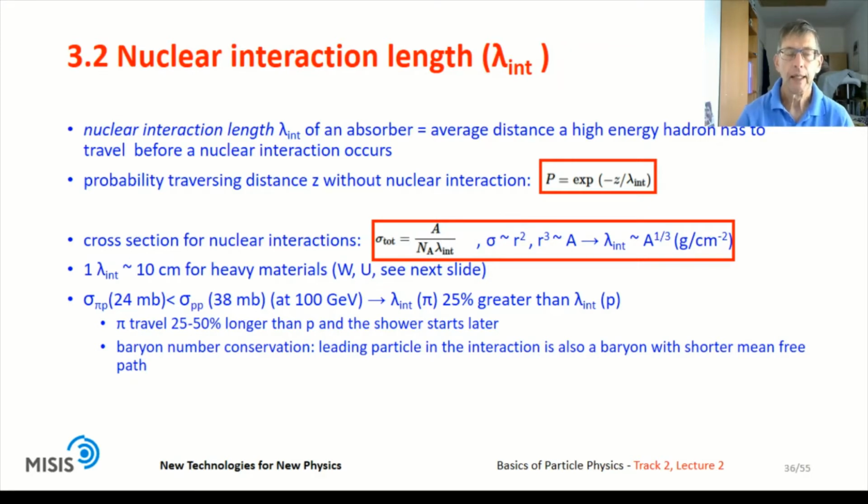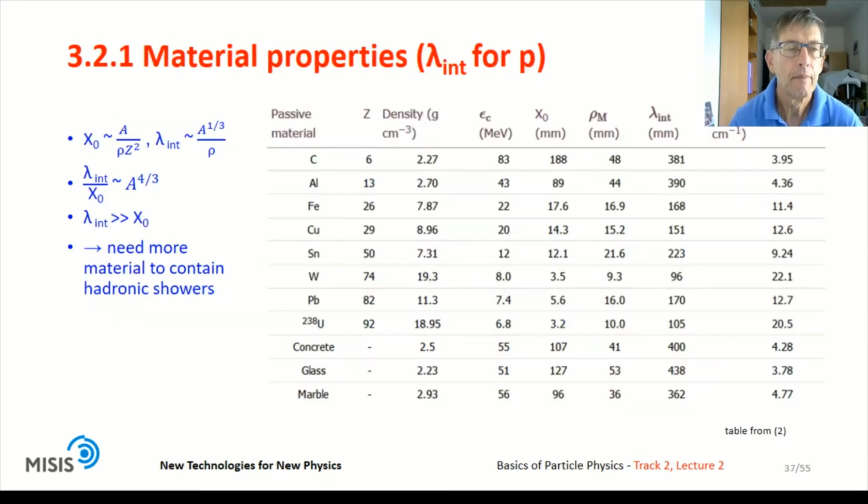In addition, there's baryon number conservation. A proton hitting a nucleus will have, because of baryon number conservation, the primary secondary particles coming out also be baryons, and these will again have shorter mean free paths. So hadronic showers from pions are longer than those for protons.